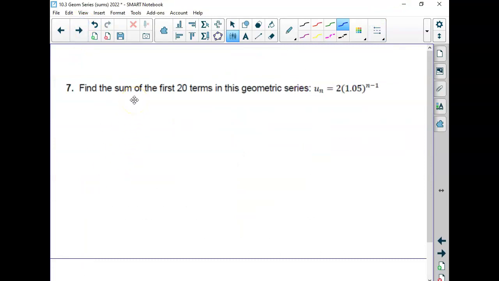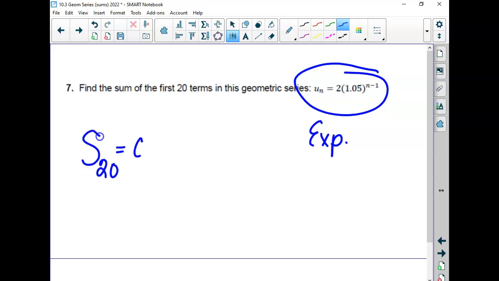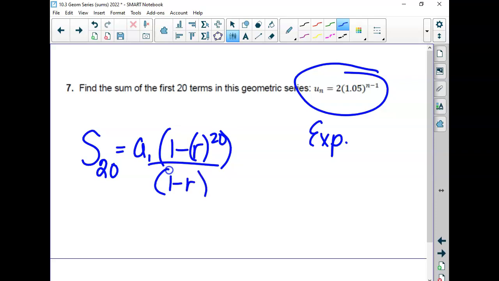Find the sum of the first 20 terms. This is an explicit equation. It's clearly arithmetic, okay? We could find any term by putting in the term number. So if we wanted to find the 20th term, we could find it. But do we need the 20th term? To use this formula, the sum of the first 20 terms, all I need is what? All I need is term 1 and r.